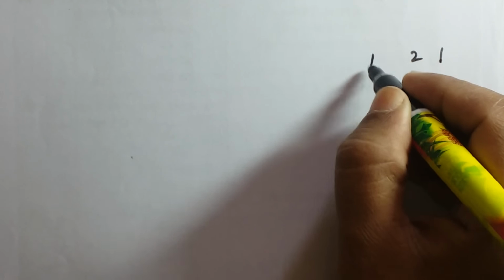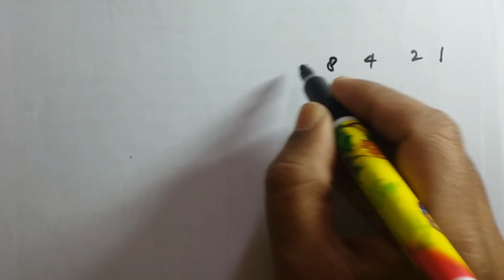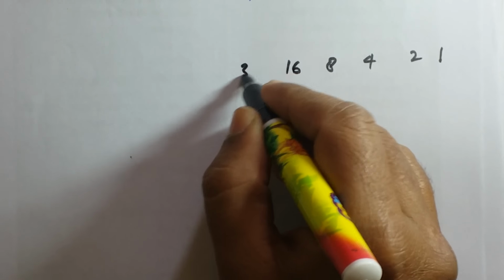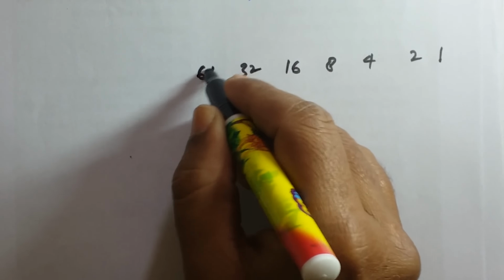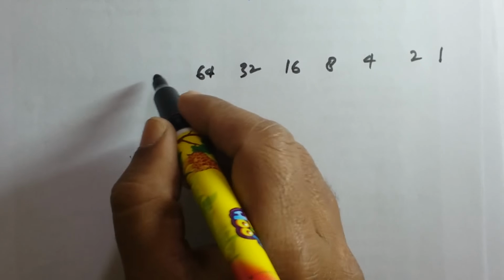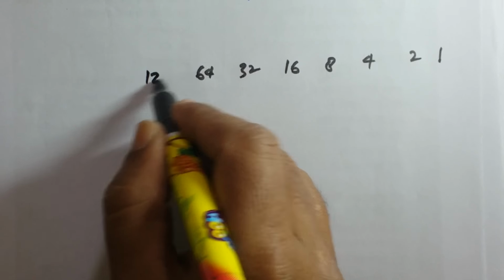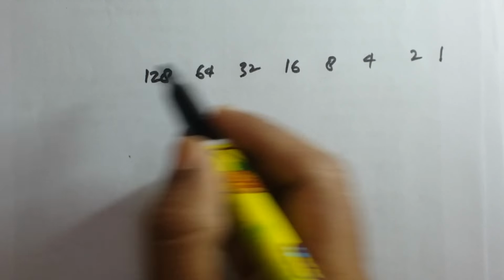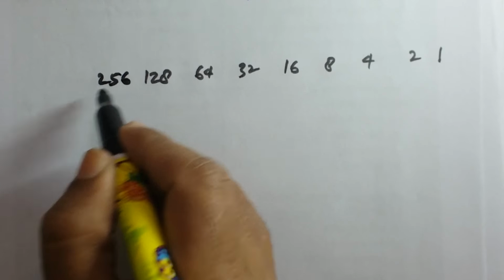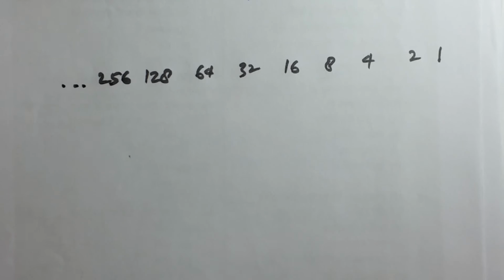In the table, we write 1, then 2, then 4, then 8, then 16, then 32, then 64, then 128, then 256, and so on. This table is nothing but the values of 2 to the power of something.